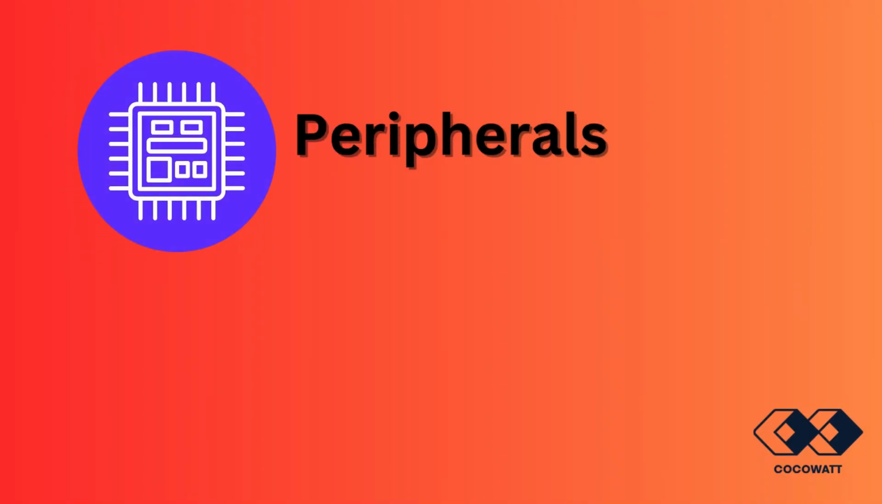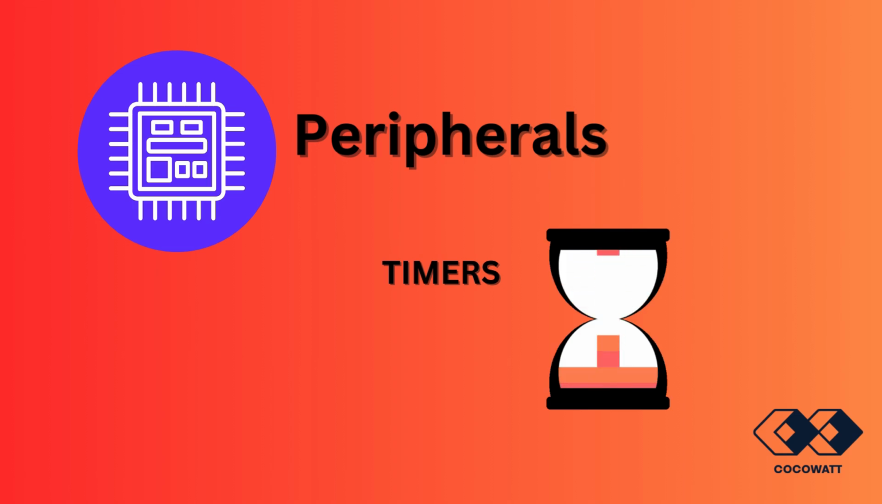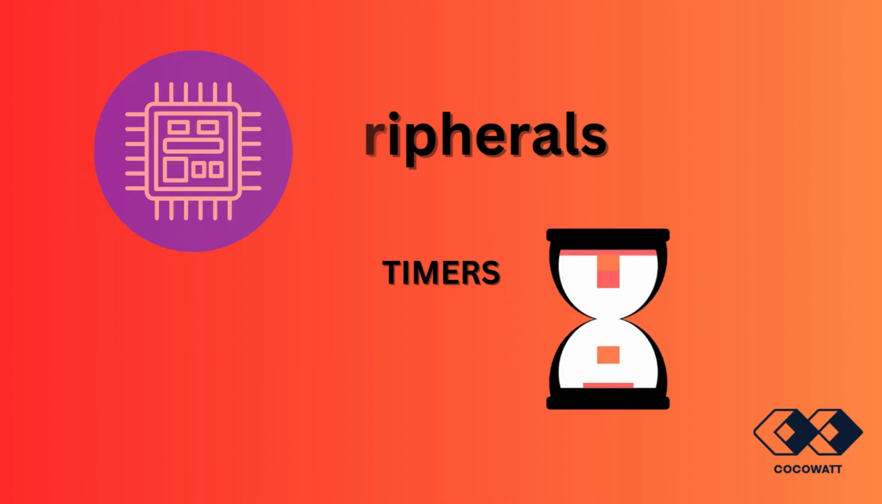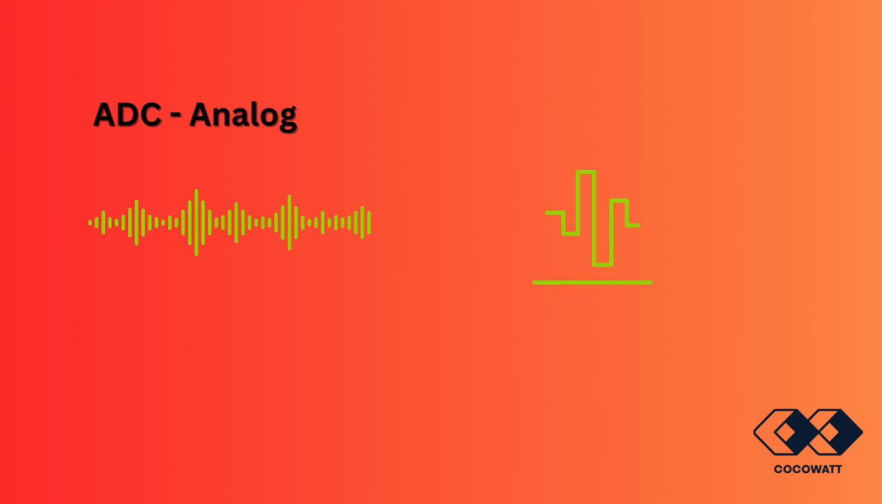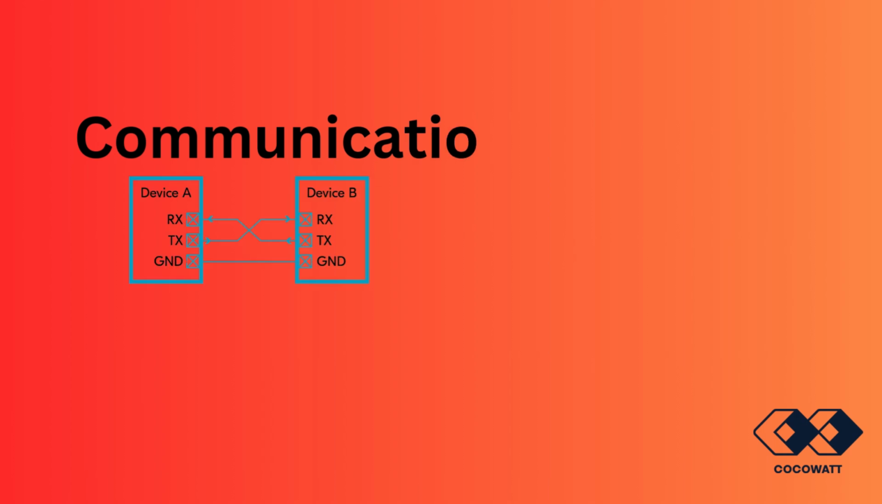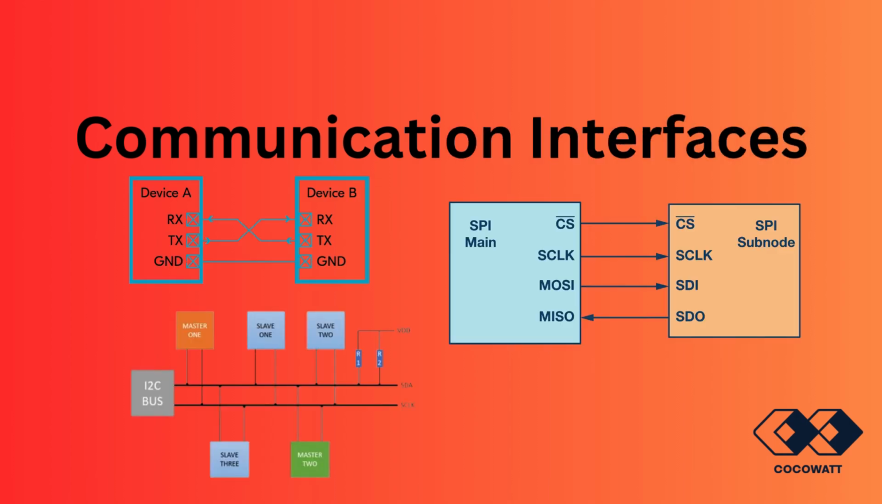Peripherals. A key feature of microcontrollers is their built-in peripherals. These are additional components that expand the microcontroller's capabilities and help it interact with the outside world. Some common peripherals include timers to keep track of time or perform actions at specific intervals. An analog to digital converter, an ADC, which converts analog signals, like those from sensors, into digital data. And communication interfaces like UART, SPI, and I2C, allowing the microcontroller to send and receive data from other devices.